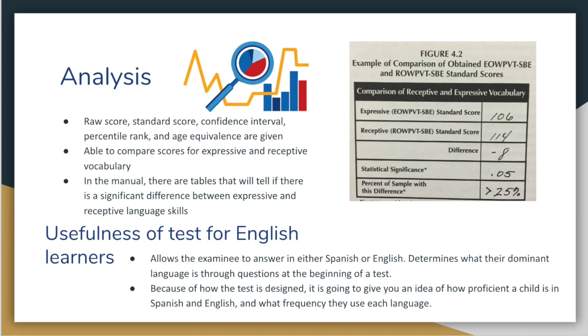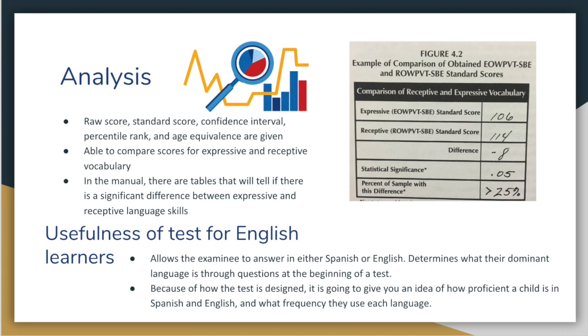So there is a raw score, a standard score, a confidence interval, percentile rank, and age equivalence given. You are able to compare the scores for the expressive and the receptive vocabulary. In the manual, there are tables that will tell if there is a significant difference between expressive and receptive language skills. Here we have an image of an example of comparison of obtained EOWPVT-SBE and ROWPVT-SBE standard scores. There is a comparison of the receptive and expressive vocabulary that lists the expressive standard score, the receptive standard score, the difference, the statistical significance, and the percent of sample with this difference.